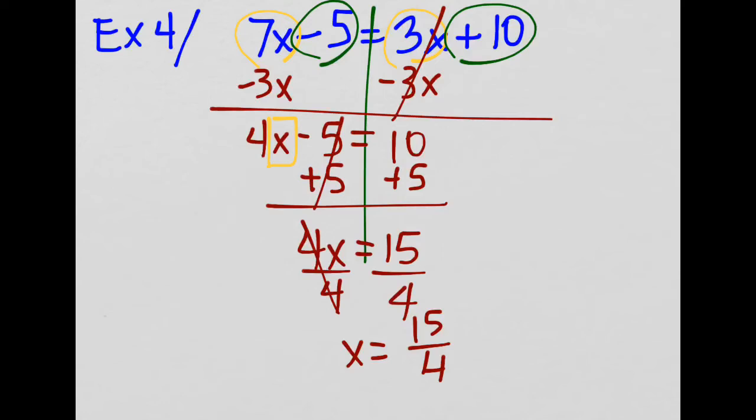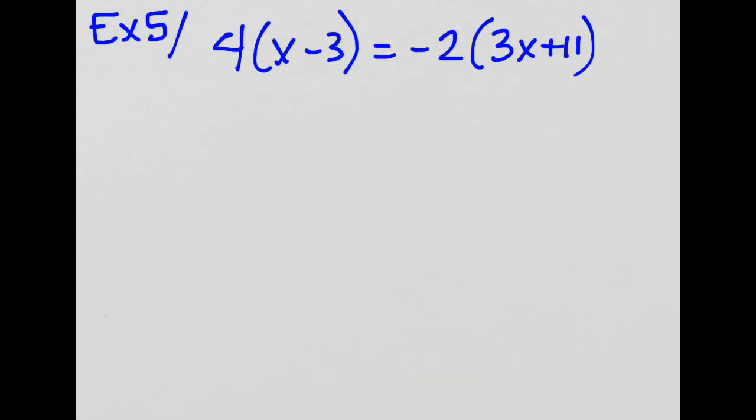4 goes into 15 3 whole times with 3 of them left over. So you could say you have 3 whole and 3 fourths, but I'm fine with just 15 fourths. Now, if this was 3 eighths, then you would need to divide both by 2, but as long as it's simplified, just leave it as it is, okay? All right.